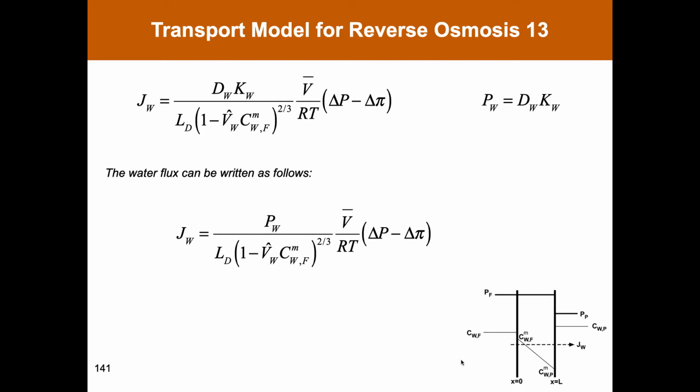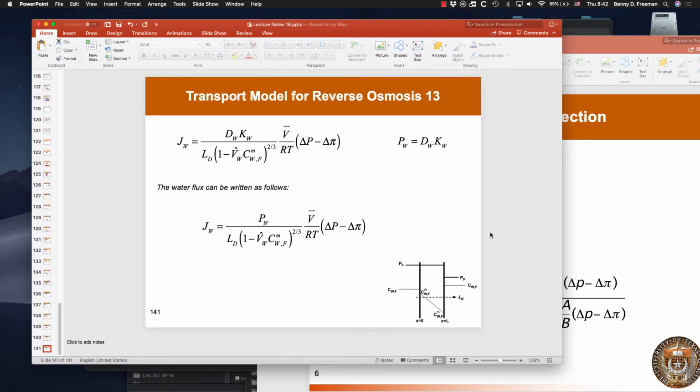This is essentially the concentration difference of water in the membrane at the feed side minus that at the permeate side, expressed in variables that can actually be experimentally measured. And so that's the final expression for water transport.